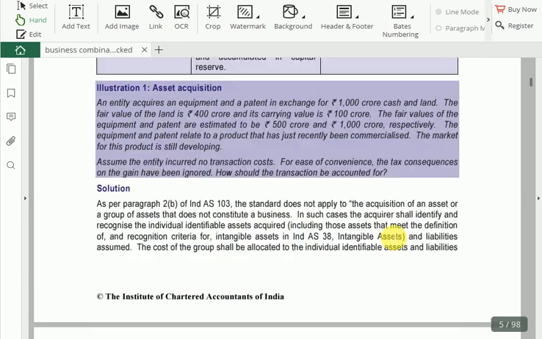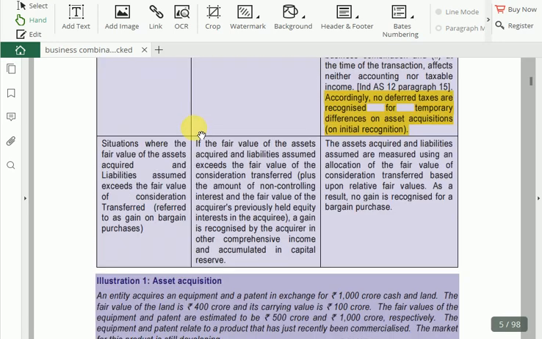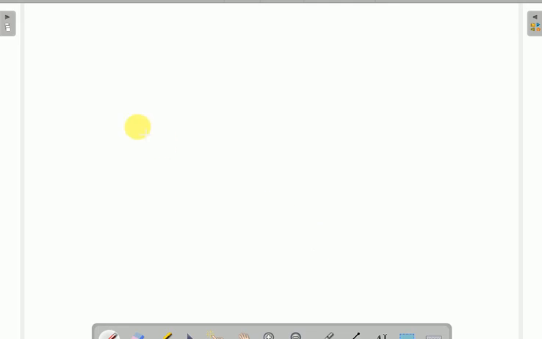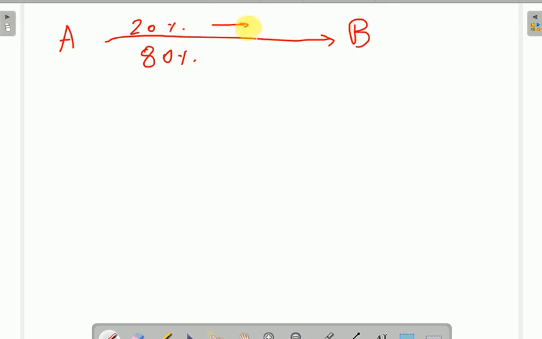We can see this point over here. Asset acquisition. An entity, first of all we will see this goodwill point or this bargain purchase point. Let me put it in a manner. Say for example, A company acquired 80% stake in B company, and prior to that date A company already had 20% stake in B, which it purchased at 100 rupees, and here it is acquiring 80% stake in, say for example, 1200 rupees.